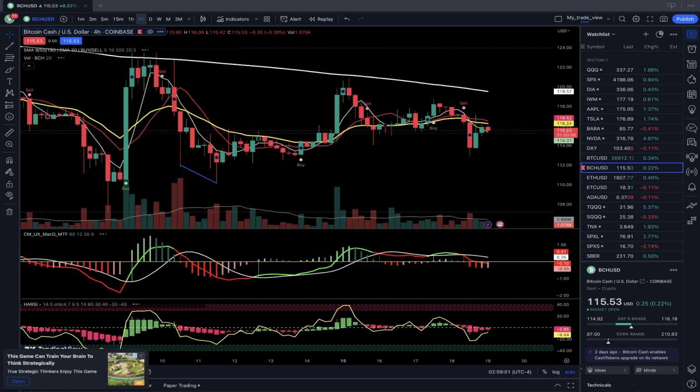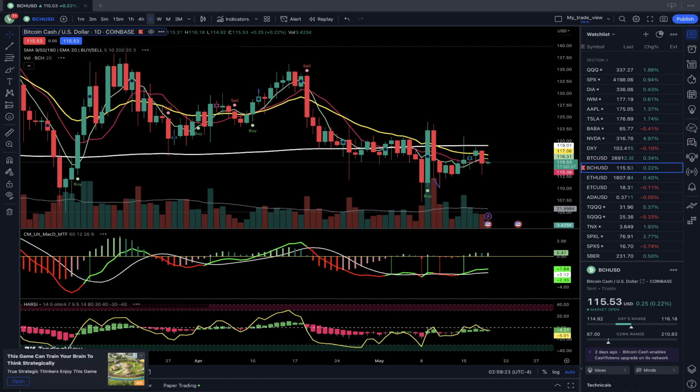On the 4 hours time frame, it is bearish like Bitcoin. All moving averages, MA 5, 10 and 20, are below 200, and the last bar is below 20. It is a bearish trend. Bearish sell signal by the script, MACD red bearish, Heikin-Ashi red bearish, all indicators bearish on the 4 hours time frame for Bitcoin Cash.